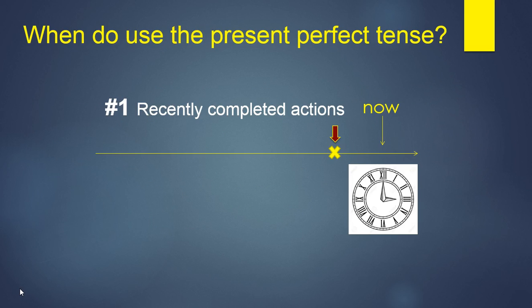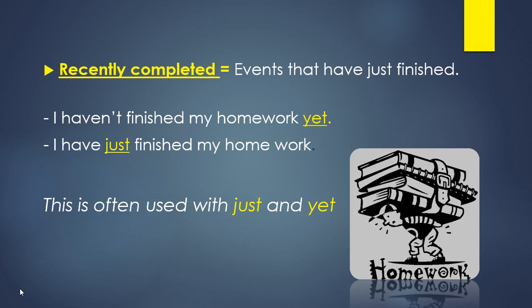So, when do we use the present perfect tense? Recently completed actions. We have the timeline now. There's something that's just finished. That will be one occasion to be using it. So you see here, events that have just finished. I haven't finished my homework yet. I've just finished my homework. So if it's a negative sentence, we'd use yet. If it's a positive sentence, we'd often use just. So, recently completed activities, actions or events.